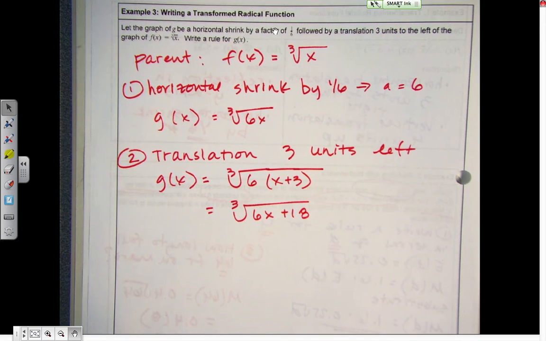Now you need to look at the agenda to determine what your assignment is out of the book.